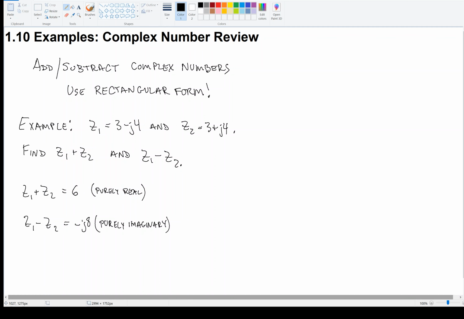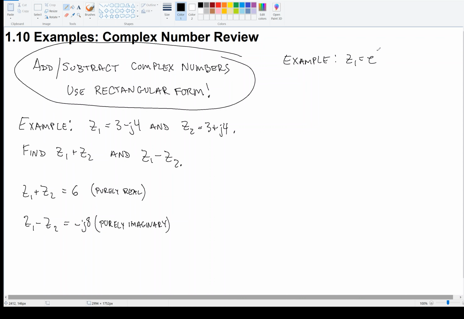All right, so let's move on. Actually, let's stay with addition and subtraction, but let's look at another example. Okay, how about let's say Z1 equals e to the j pi over 4, and Z2 equals 2e to the j pi over 2. Find Z1 plus Z2 and Z1 minus Z2.